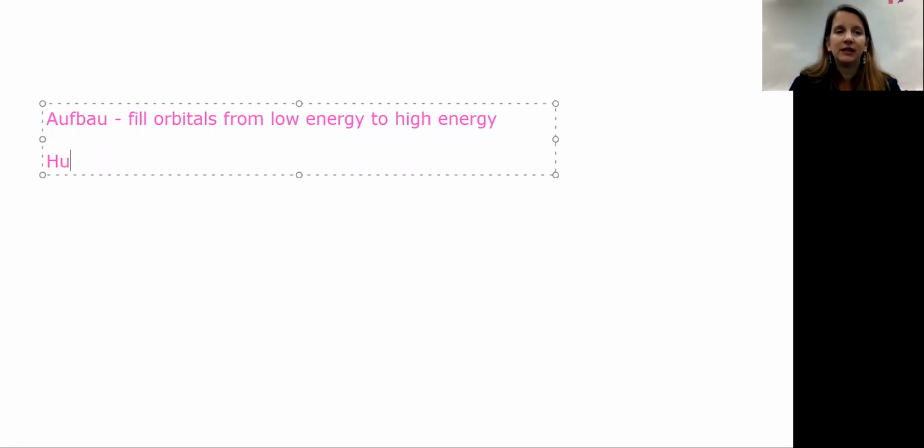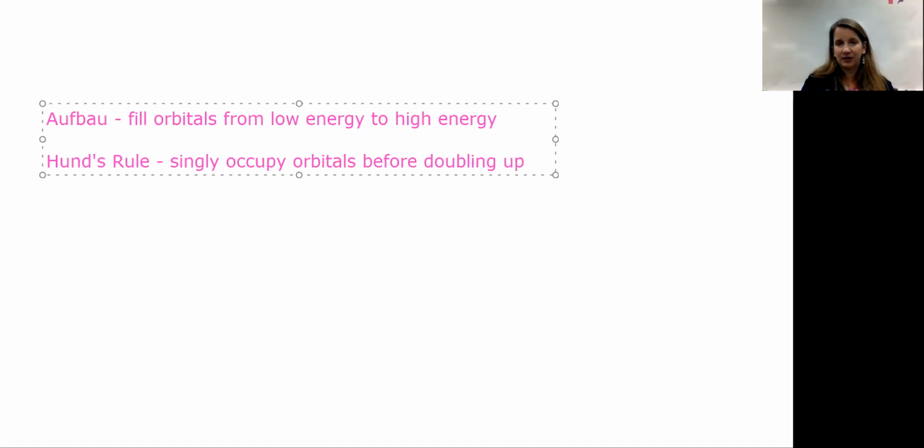The next rule is Hund's rule, and that says that we need to singly occupy orbitals before doubling up. This does not affect the S sublevel because it only has 1 orbital. When you look at P's, D's, and F's, because they have 3, 5, and 7 orbitals, Hund's rule is saying that we want to make sure that there is 1 electron in each orbital before we go back and put that second electron in.